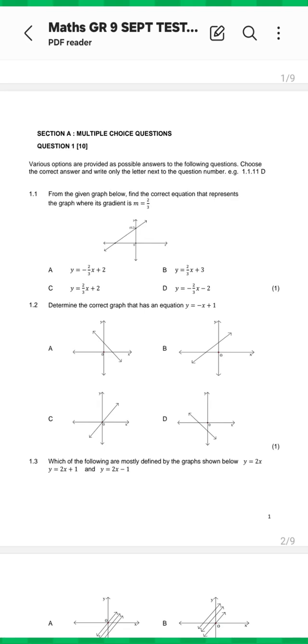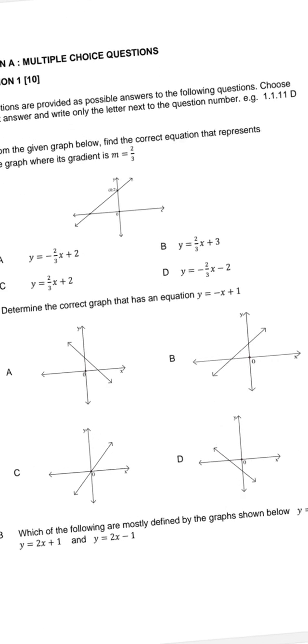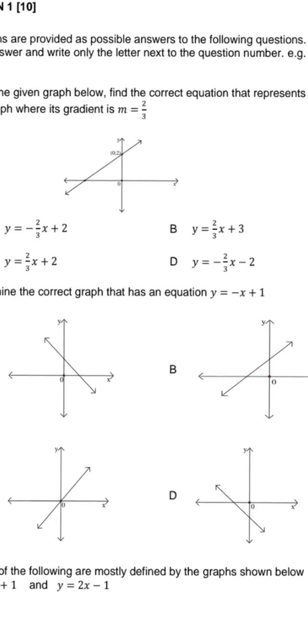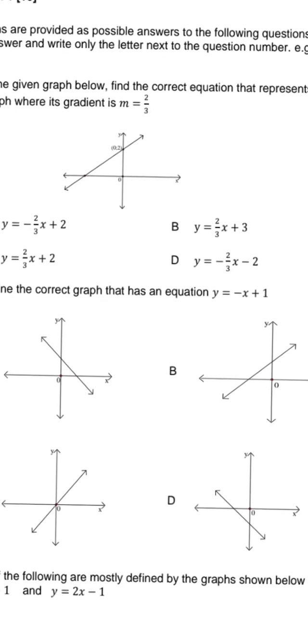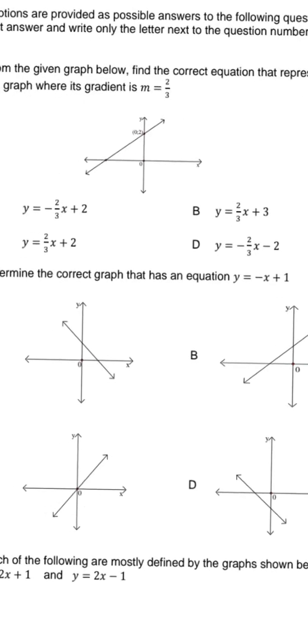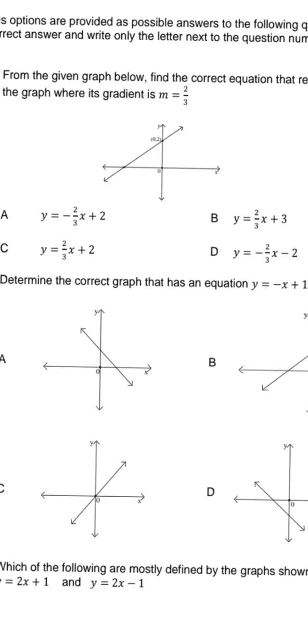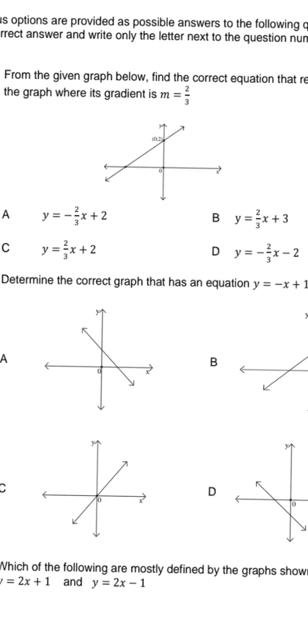So we're looking at 1.1, and if we look at the graph itself, look at the coordinates of the graph. There's a y-intercept of 2. So the coordinates of the y-intercept are 0 and 2. And we are asked to find the appropriate equation that would define this graph. Okay, and there are our options at the top.